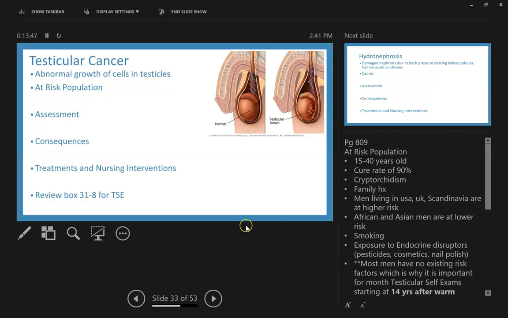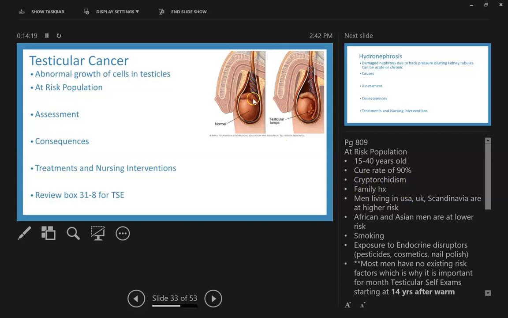Okay, testicular cancer. Testicular cancer is abnormal growth of cells in the testes. The at-risk population, check this out, is 15 to 40 years old. There's a big movement right now to educate as many high school boys as possible about doing their own self-testicular exam, because look at that age. This is your young population that's being affected. And the cure rate is 90%, which is good.